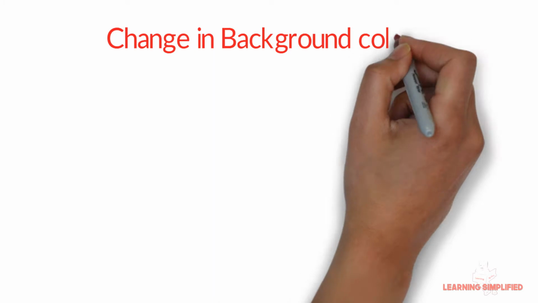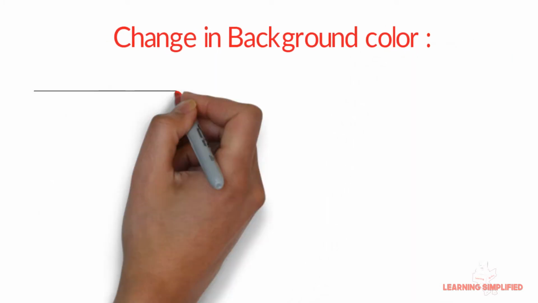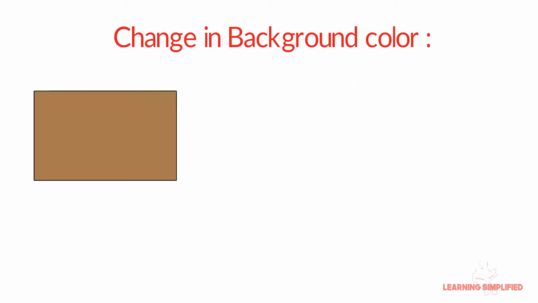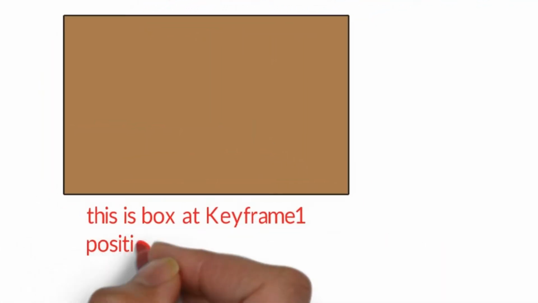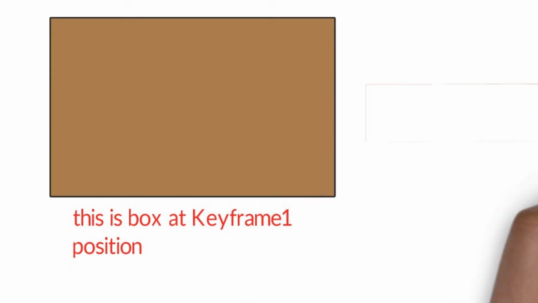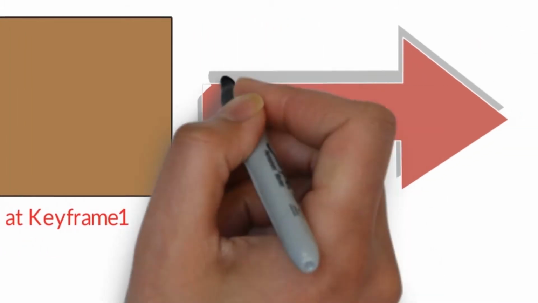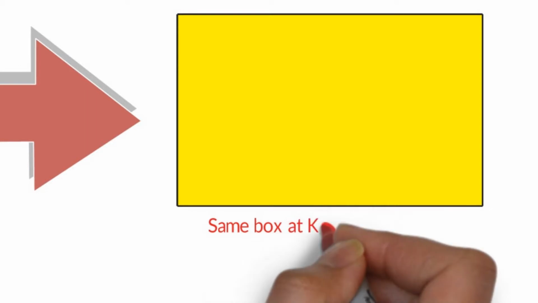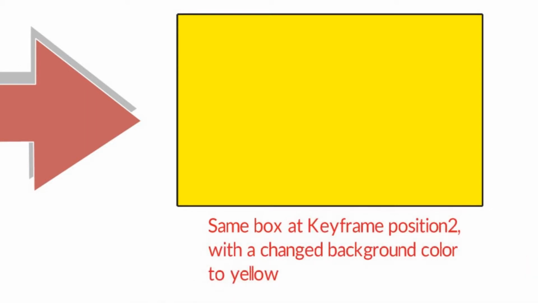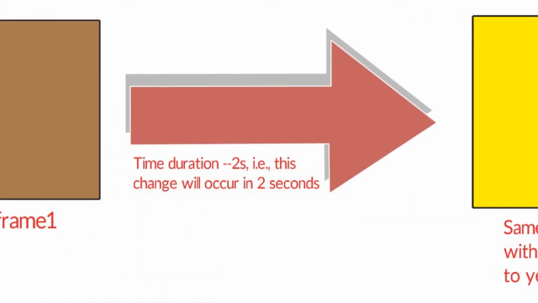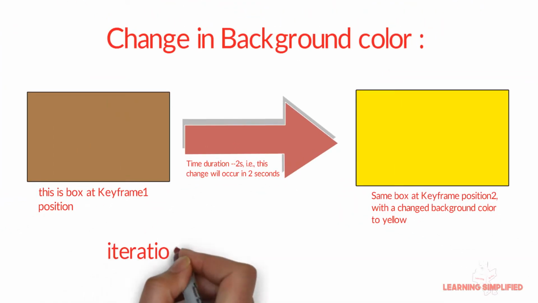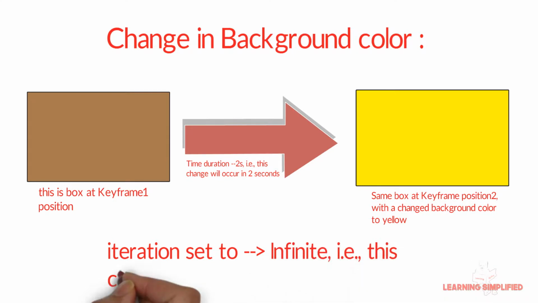Let's see some instances, such as this change in background color. This is the box at keyframe 1 position. So this is the first keyframe position. This is the same box at keyframe position 2 with a changed background color to yellow. And the time duration is 2s, that is, the change will occur in 2 seconds. And iteration is set to infinite, that is, this change will loop infinite times.